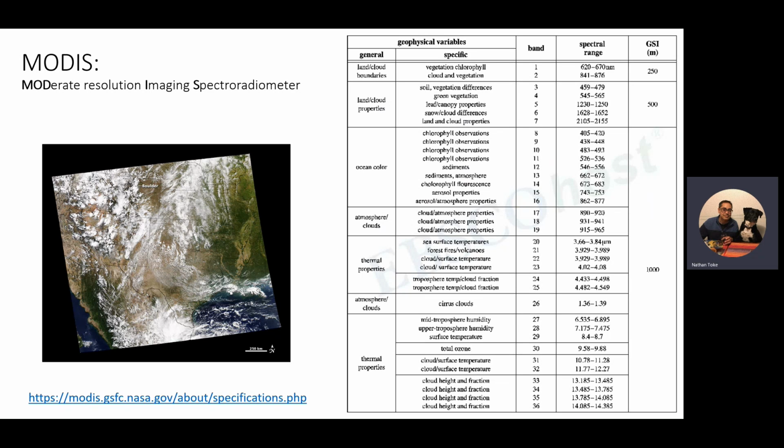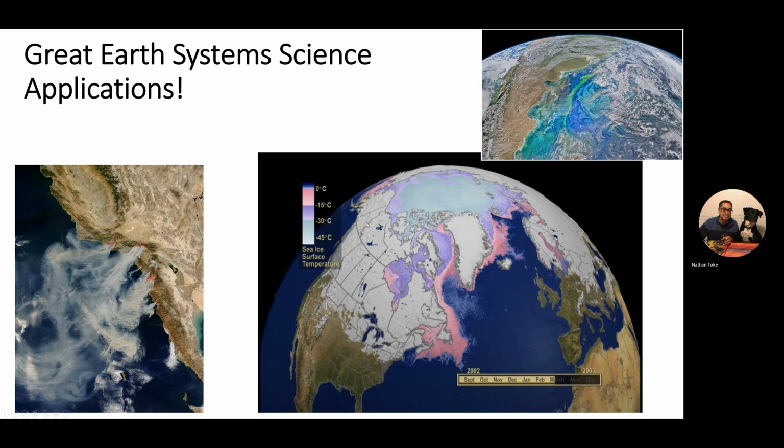But you can see that it has many, many more bands than Landsat. And so you can get really detailed changes and looks at the ocean, at the atmosphere, at the land, but you can't look in detail because of the high pixel size. So anyways, MODIS can have really great Earth system science applications.